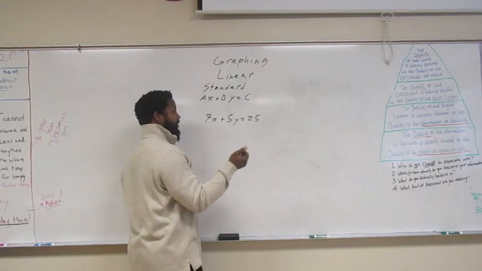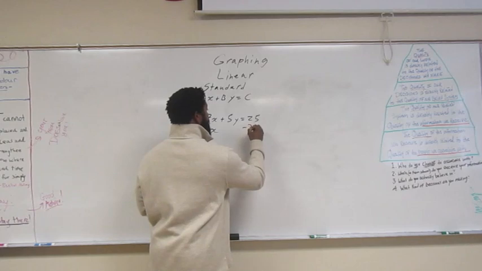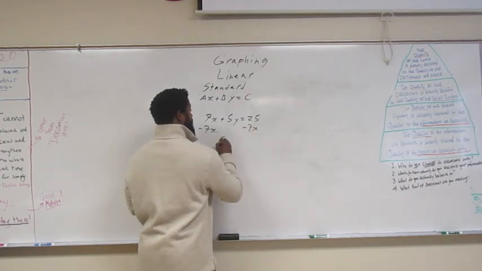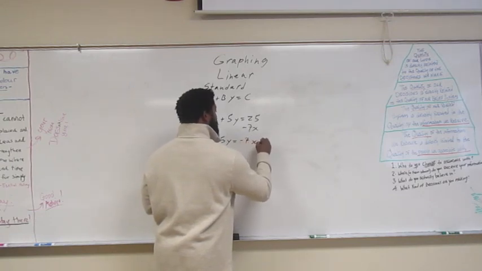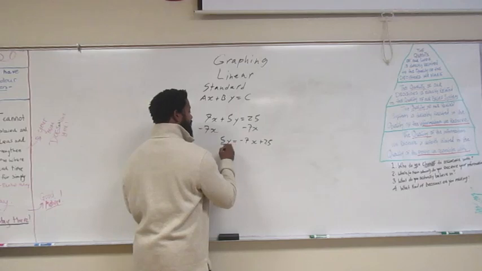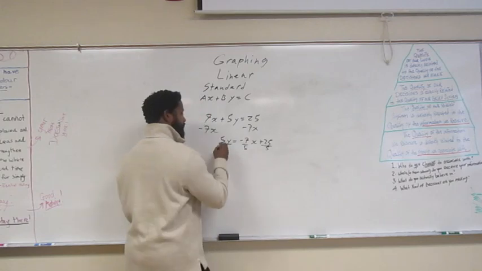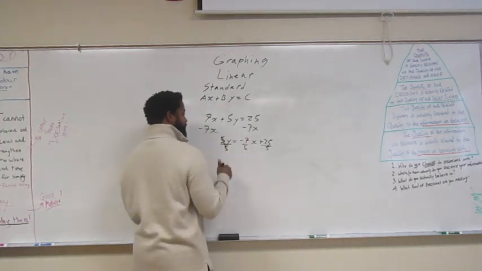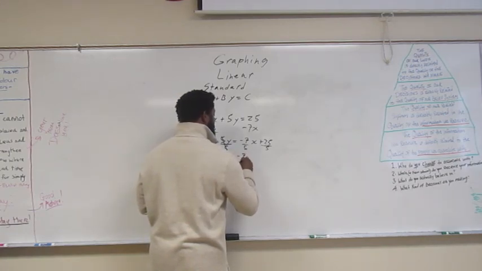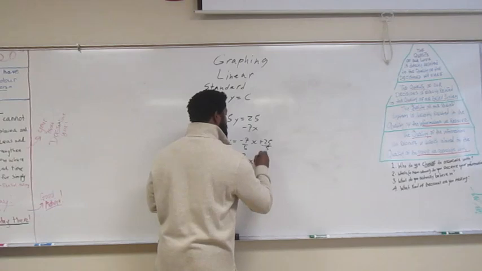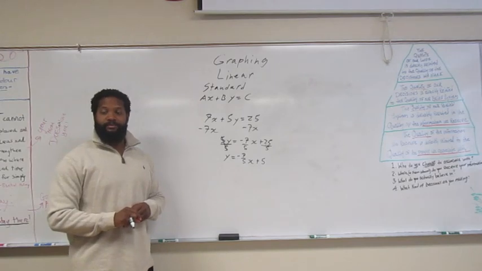So, the two ways to solve this: you can subtract this 7x to the other side. Therefore, you'll have 5y equal to a negative 7x plus 25. And then divide by the 5. What you do on one side, you do on everything on the other side. So therefore, y is equal to a negative 7 over 5 x plus 5. Okay? Now you have it in that form.